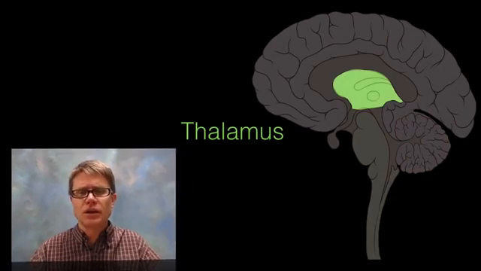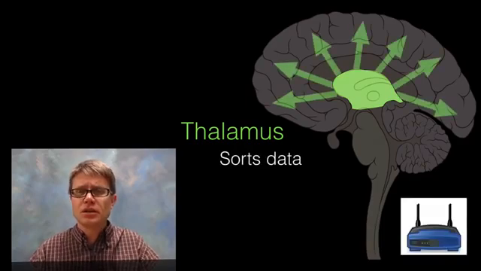If we keep moving up, we now have the thalamus. The thalamus, again, sits right on top of the brainstem. And so the best analogy I could come up with is a router. It's basically sorting data and sending it where it needs to go.